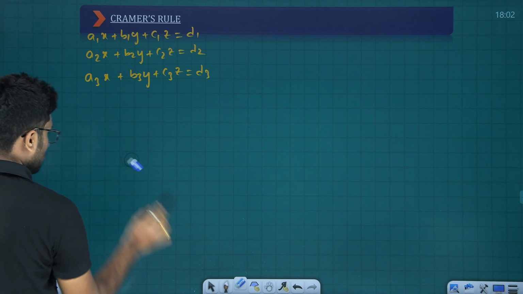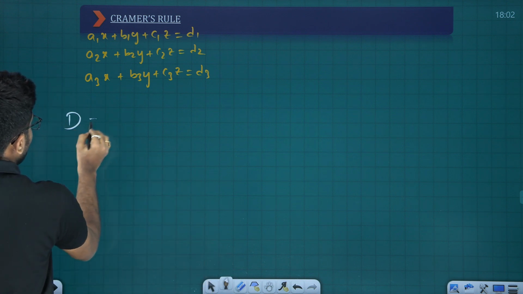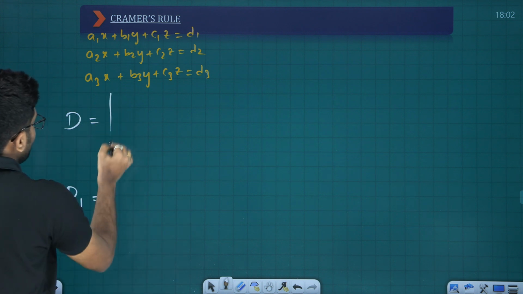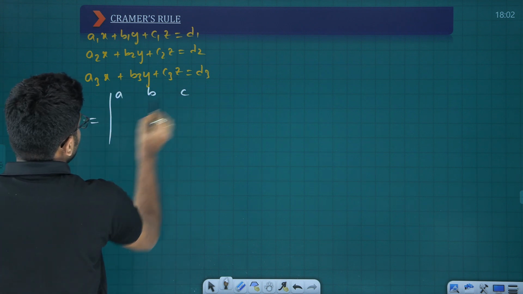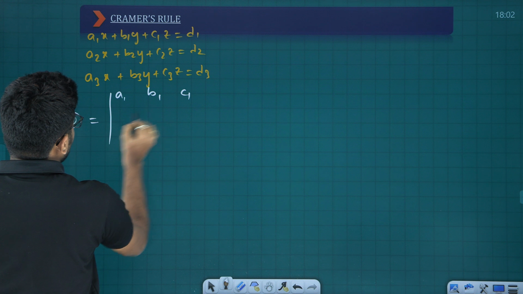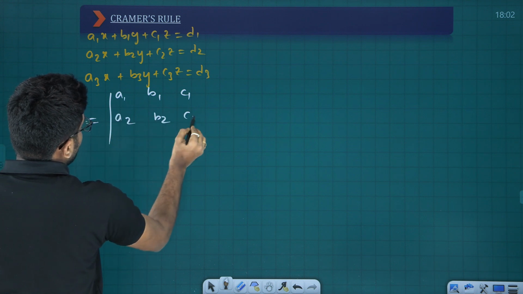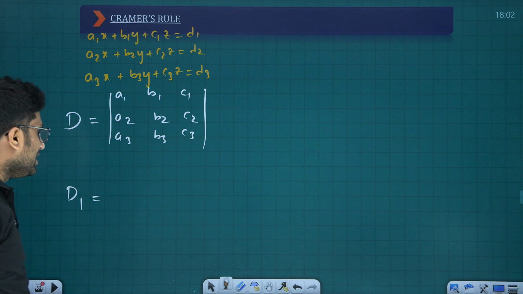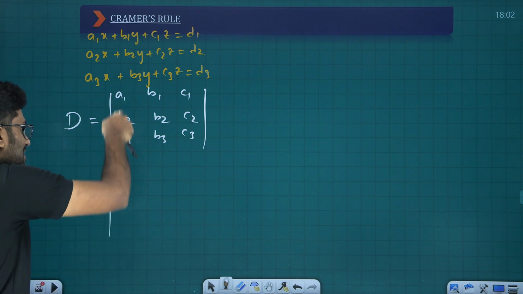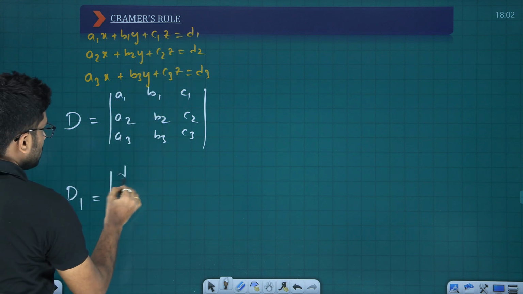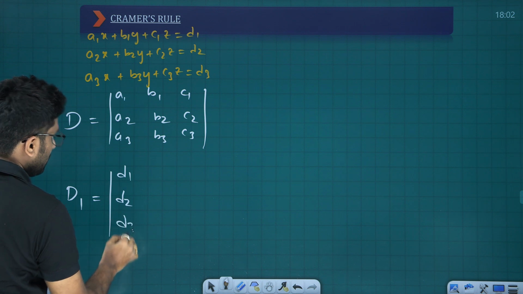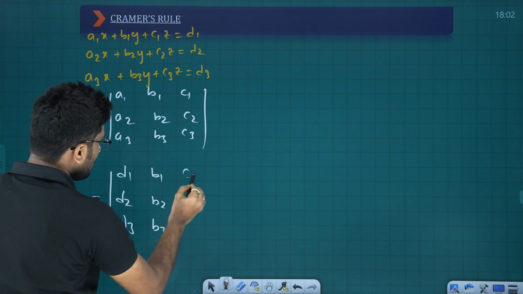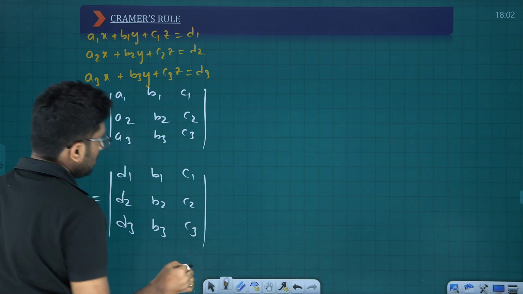We consider four determinants: capital D, D1, D2, D3. What is the determinant of the coefficient matrix? That is a1, b1, c1, a2, b2, c2, a3, b3, c3. This is D. Now D1 means we'll replace a1, a2, a3 by d1, d2, d3. So d1, d2, d3, and the remaining two columns are the same: b1, b2, b3, c1, c2, c3.